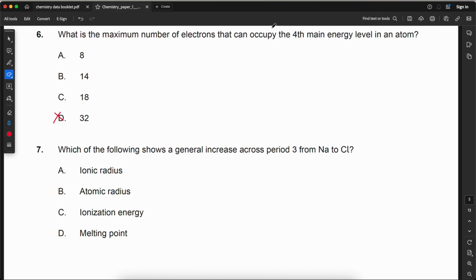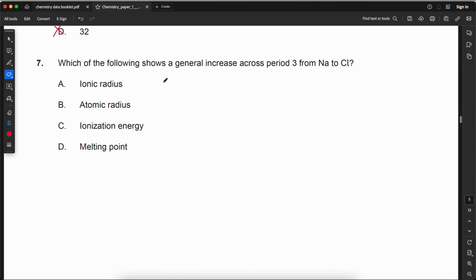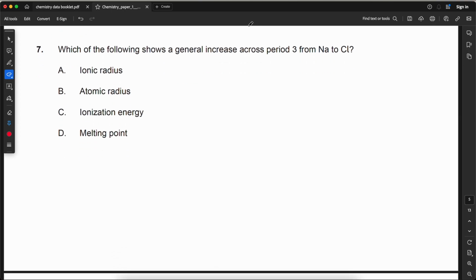Which of the following shows a general increase across period 3 from Na to Cl? When going across period, number of proton increases, right? So the nuclear charge also increases. It will cause stronger attraction between nucleus with the electron on the outermost shells or valence shells. Atomic radius will decrease because the attraction is strong, so it will be difficult to remove the electron. Therefore, the ionization energy will increase.